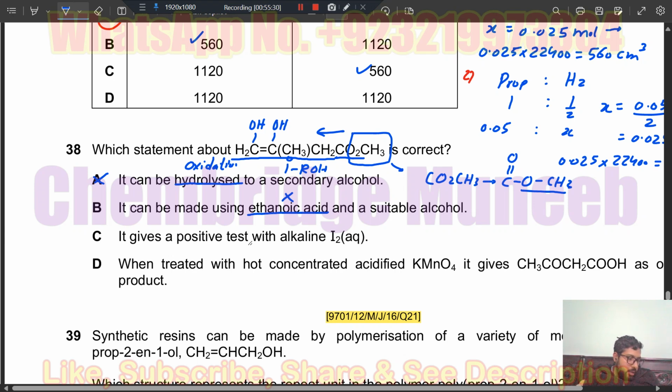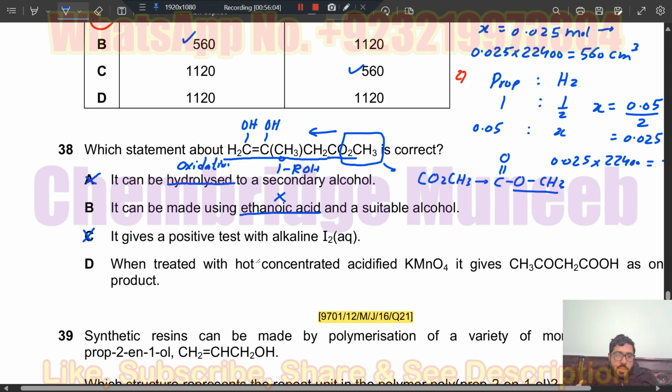Now C says it gives a positive result with alkaline iodine, which means the iodoform test. So no, it cannot give the iodoform test because it doesn't have the ethanol, it doesn't have the methyl ketone, it doesn't have the secondary alcohol, and it is not a primary alcohol as well, like the compound we had in the previous question. So none of the options give this iodoform test.